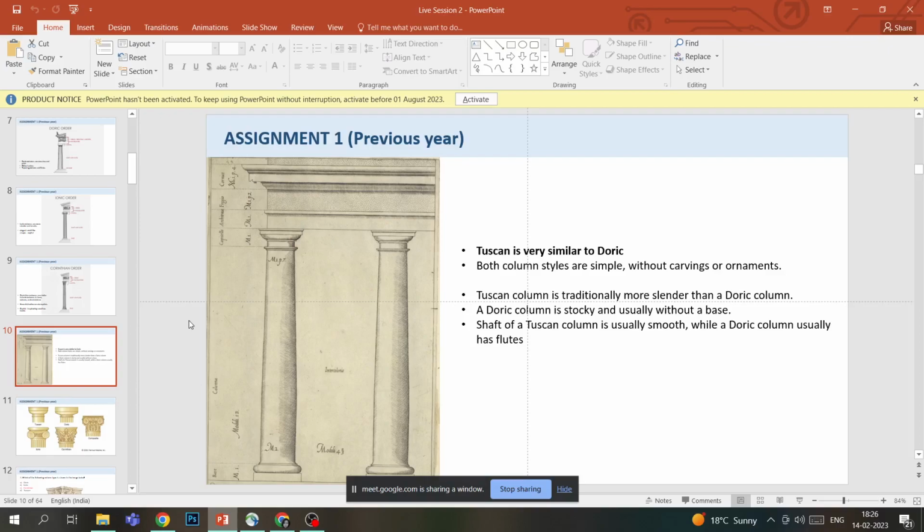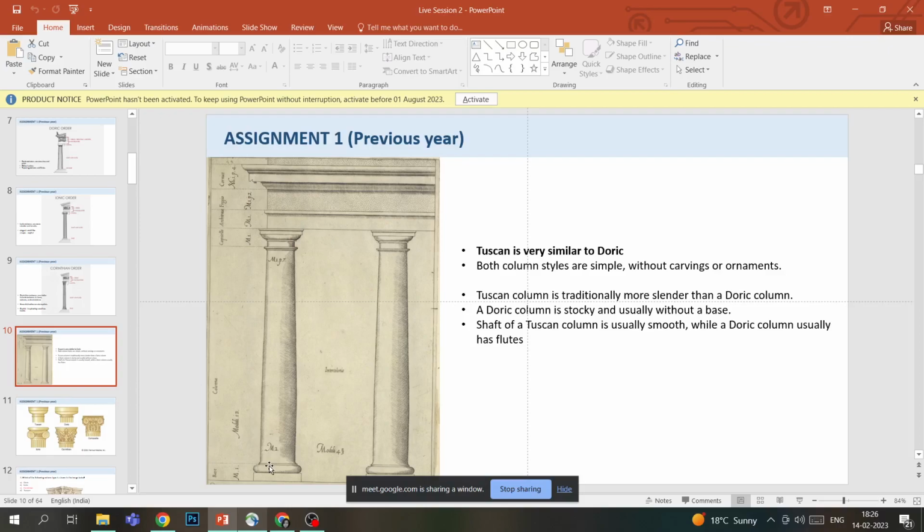But how is Tuscan different from Doric? Tuscan is a little more slender than Doric, and the Doric column doesn't have a base, while Tuscan has a base. Second is the shaft of the Tuscan column. It is smooth, like a cylinder. So if you cut the section, you will only see a circle.